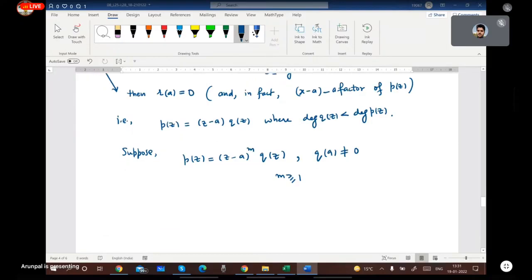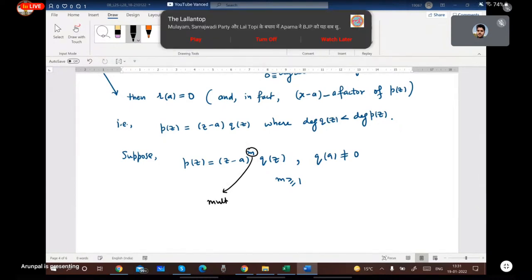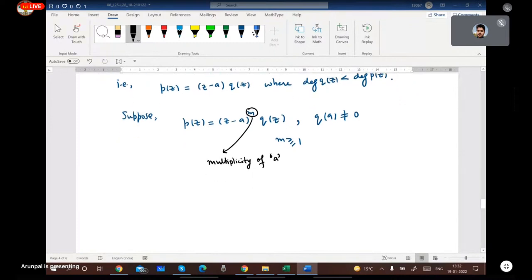So then, class, all of you know that this m is called the multiplicity. Multiplicity, very good, of the root a. Then we say that the multiplicity of root a is m. Okay, good enough, class.